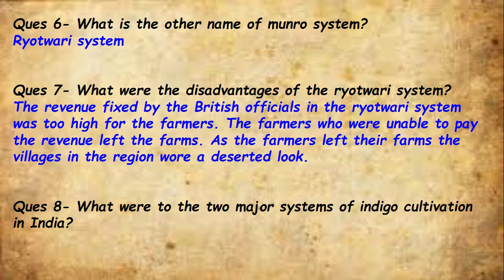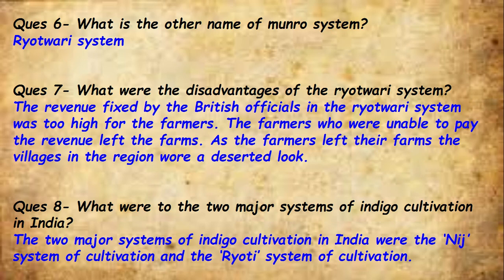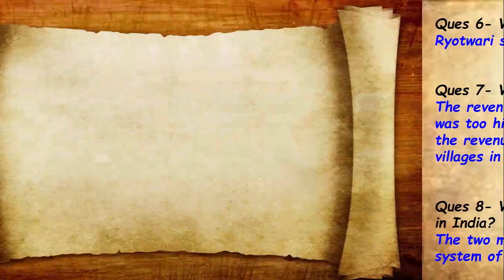Question number 8 is, what were the two major systems of indigo cultivation in India? This was one of the easiest answers. This we have done in the third part of the video. The two major systems of indigo cultivation in India were the nij system of cultivation and the ryoti system of cultivation.